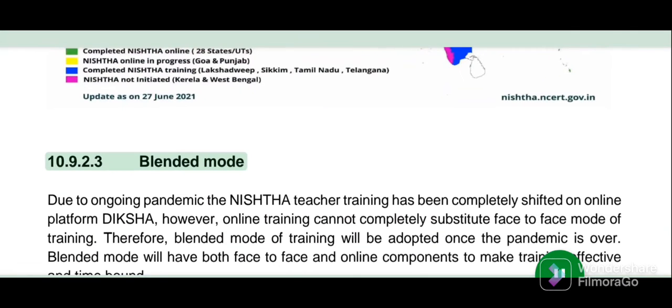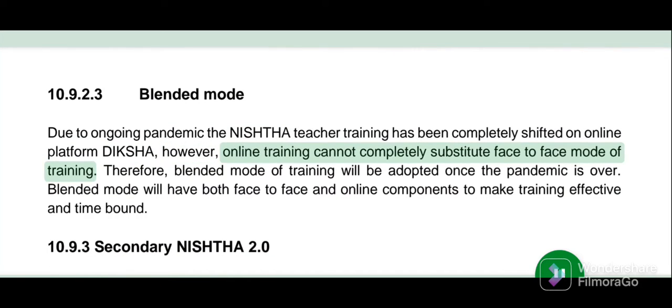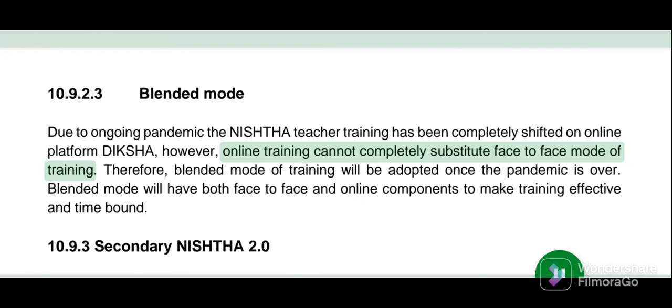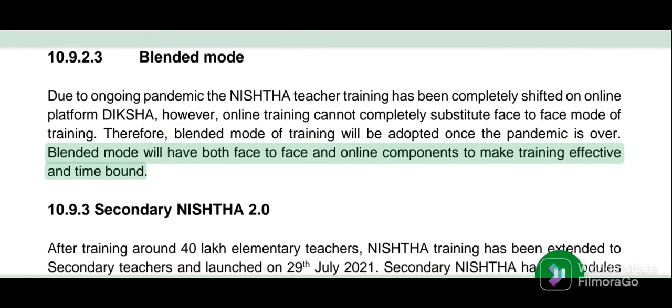10.9.2.3 Blended Mode. Due to the ongoing pandemic, the NISHTHA teacher training has been completely shifted to the online platform DIKSHA. However, online training cannot completely substitute face-to-face mode of training. Therefore, blended mode of training will be adopted once the pandemic is over. Blended mode will have both face-to-face and online components to make training effective and time-bound.